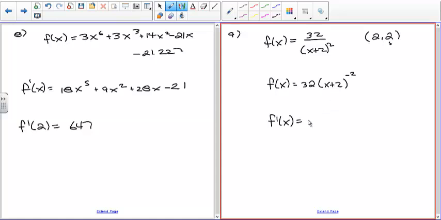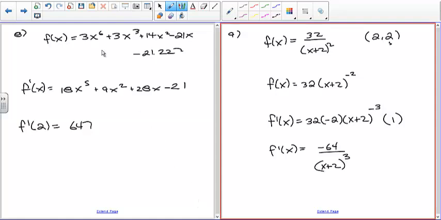So I'll have 32 times the exponent, and then I will take the argument and reduce the exponent by 1, so it becomes negative 3. And the chain rule says then I multiply by the derivative of the argument inside the parentheses. So the derivative of x is 1, the derivative of 2 is 0, so I just get 1 for the chain rule part, and then I would rewrite it. So I've got 32 times negative 2, which is negative 64. Move x plus 2 to the denominator, so it becomes positive.